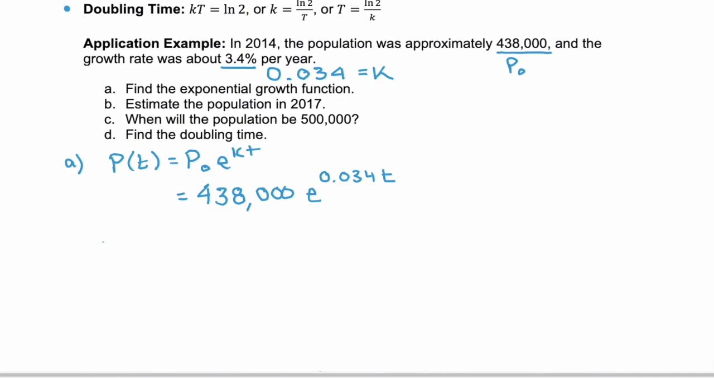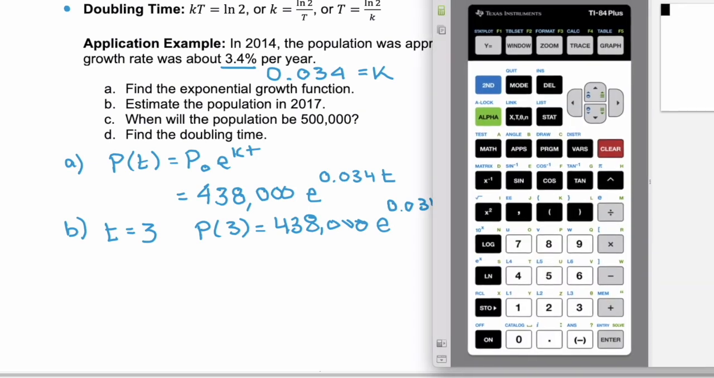In part B, we want to estimate the population in 2017. 2017 would be a time of 3 years, since that's 3 years since 2014. So we're calculating P of 3, or 438,000 e to the power of 0.034 times 3. Let's plug that into our calculator.